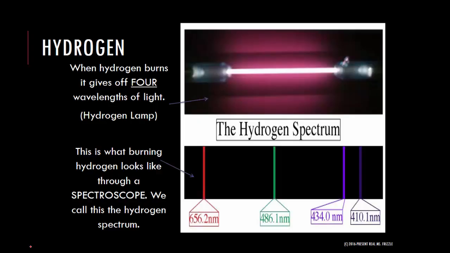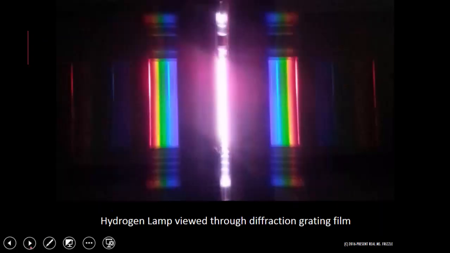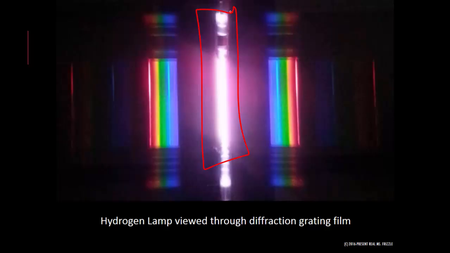When hydrogen burns, it gives off 4 wavelengths of light. Now these 4 wavelengths of light combine to this guy that we see right here, but the spectroscope breaks them apart. We have this red, green, blue, and the indigo that we have going on. So here's an actual picture of it. This is hydrogen in a lamp, and then these two things right here are what the spectroscope sees. And you can tell there's that red, there's a green, a blue, and the indigo that we have in there.